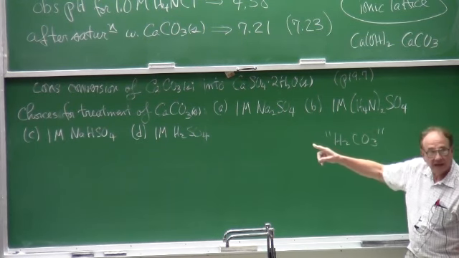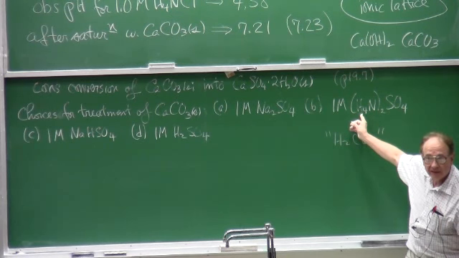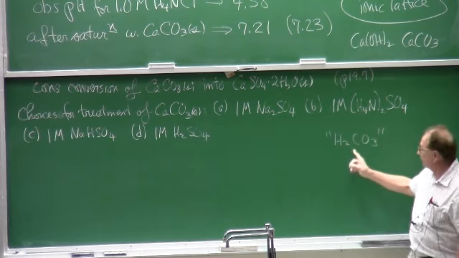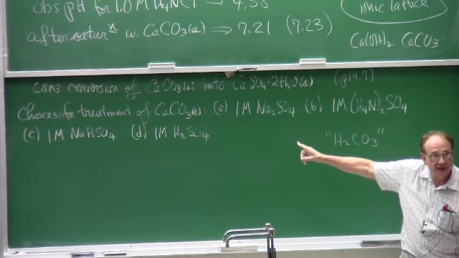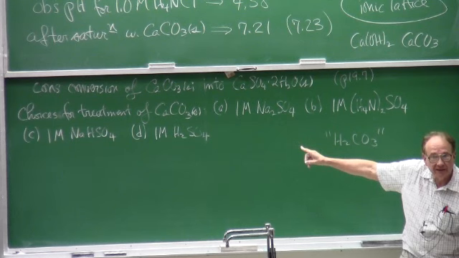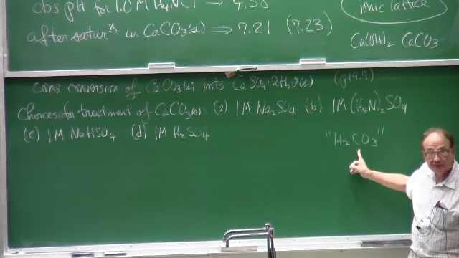Can I readily turn carbonate ion into this stuff by treating with ammonium ion? The answer is no, because ammonium ion is a much weaker acid than this stuff. But if I treat carbonate ion with hydrogen sulfate ion, then I see bubbles all over the place, because hydrogen sulfate ion is a lot stronger acid than this stuff.